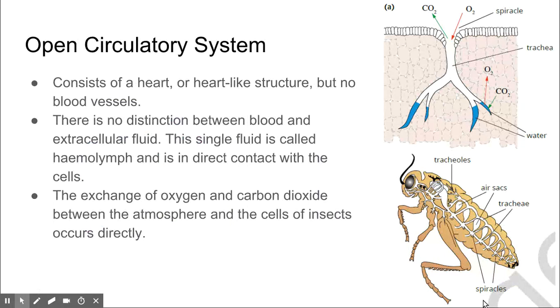An open circulatory system does consist of a heart or a heart-like structure, but it doesn't actually have any blood vessels. Earlier, in part 1, we looked at the tracheoles and the spiracles of insects, and we can see here that they in fact do have what we refer to as an open system. This is because there's no distinction between the blood and the extracellular fluid. It's all one single fluid that we refer to as hemolymph, and it is in direct contact with the cells, but also almost directly in contact with the air through the spiracle.